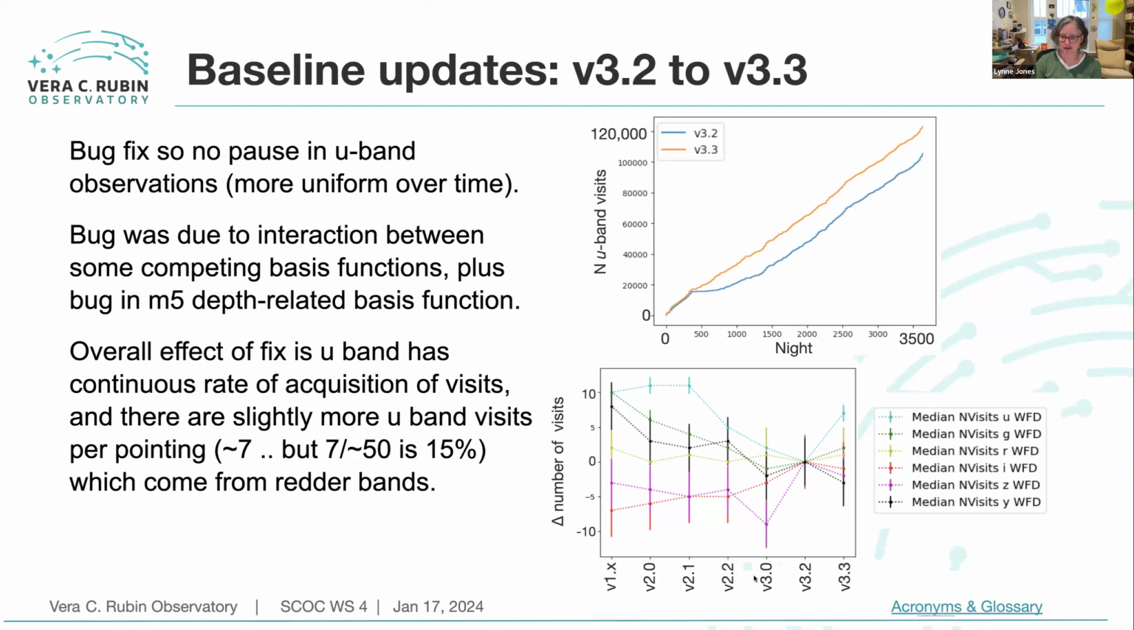And you can see here's a plot going from baseline V1, this is probably 1.5 or 1.7, through V2, 2.1, 3 to 3.3. These are all the baseline simulations, and those are the median visits in U-band in the wide fast deep. And so you can see they increased a little bit, and in the other filters they maybe decreased slightly.